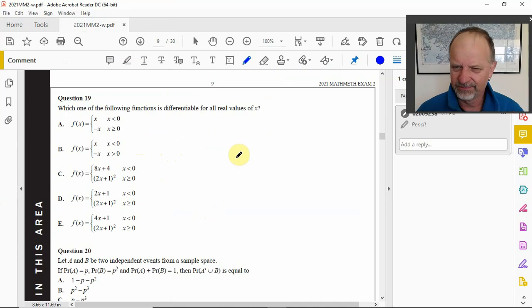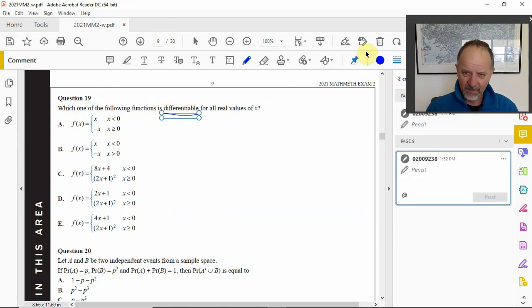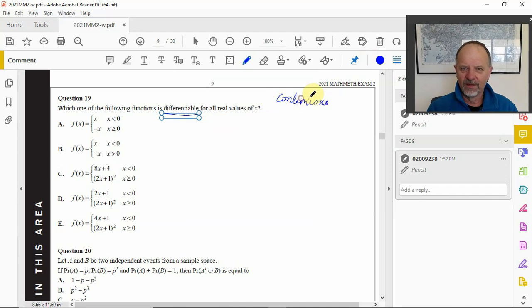All right, number 19 is another one where we can use our calculator, and I'm not going to do that because it takes too long. But which one of the following functions is differentiable? So if it is differentiable, two things have got to happen. It's got to be continuous at x equals 0, and it's got to join smoothly. So in other words, same gradient. Or really approaching, to be technical, at x equals 0.